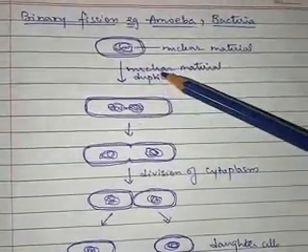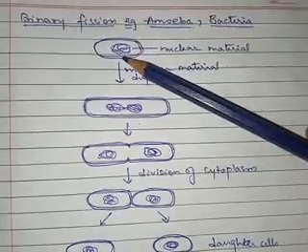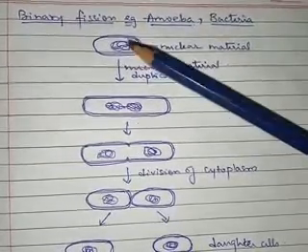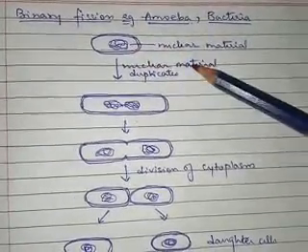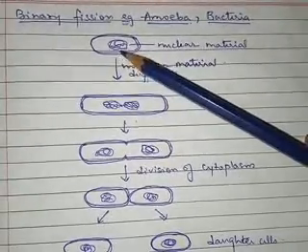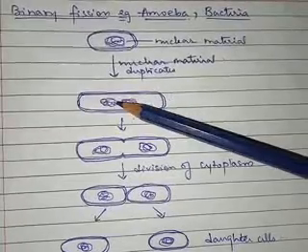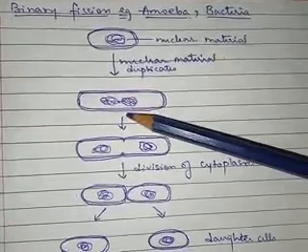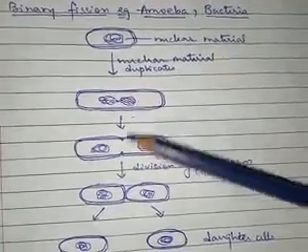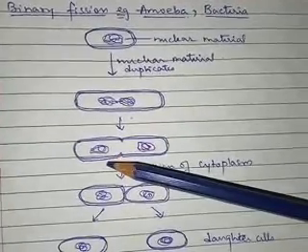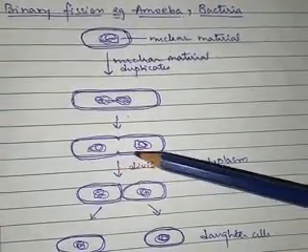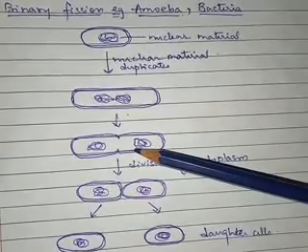Now the parent cell is over here. The nuclear material is there. What happens is the nuclear material duplicates. The nuclear material divides and forms two. Then after that, the parent cell will be dividing into two.